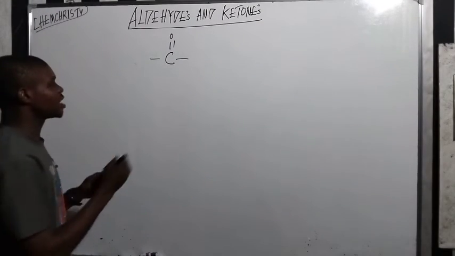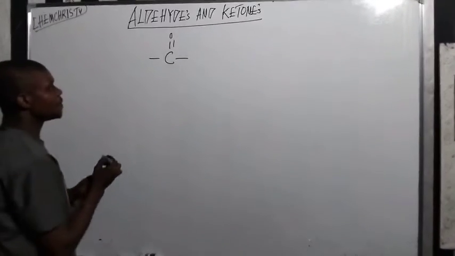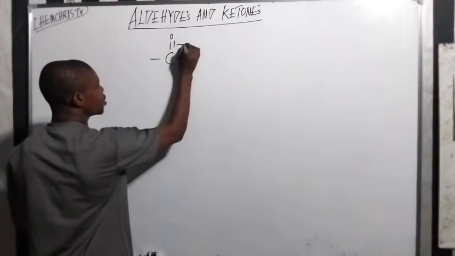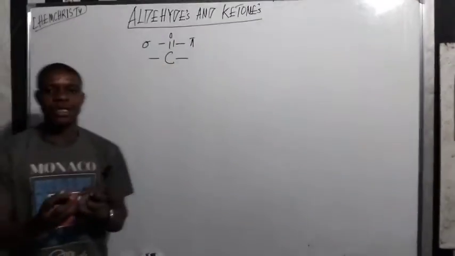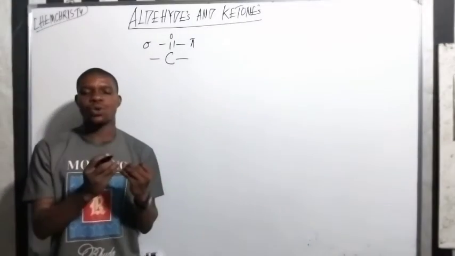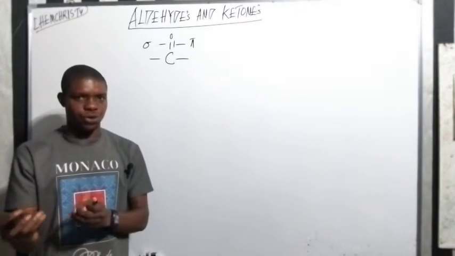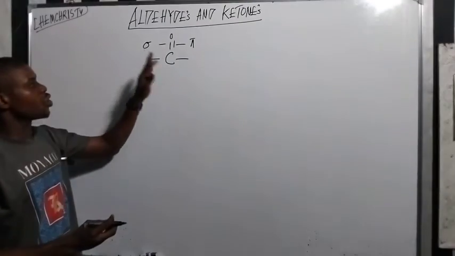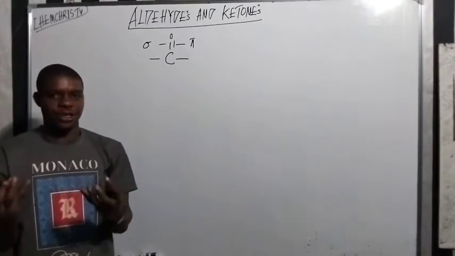The carbonyl is made up of carbon double bonded to oxygen. And this double bond is made of a pi bond and a sigma bond. So every carbonyl has a pi bond and a sigma bond. That gives them their unique characteristics, how they react and how they are prepared. Do you understand? So if aldehyde and ketone both have the carbonyl function, how do you differentiate them?